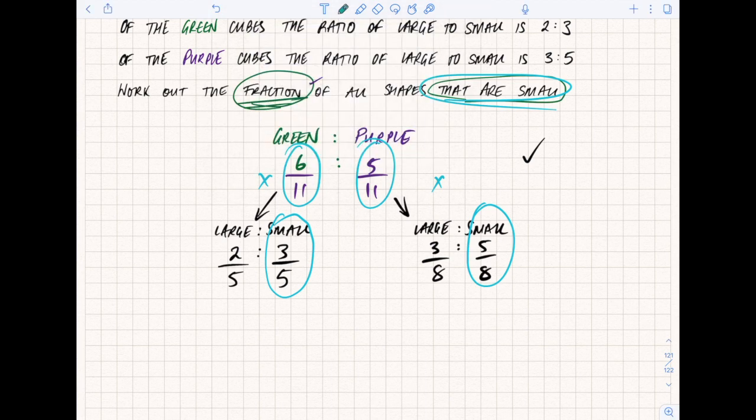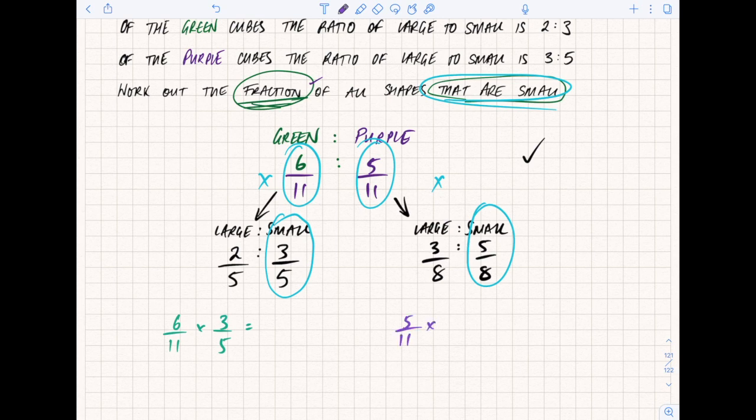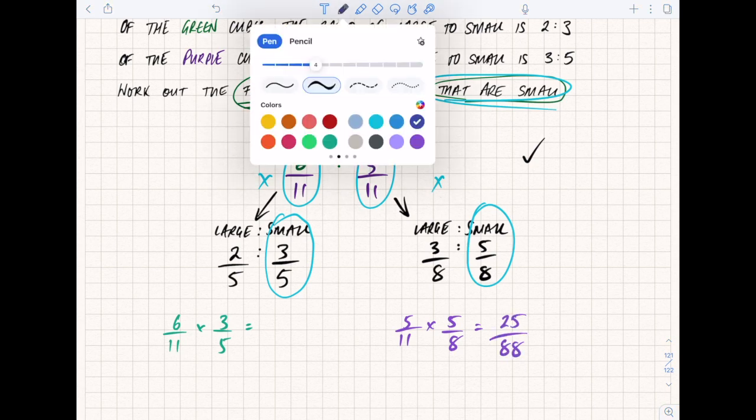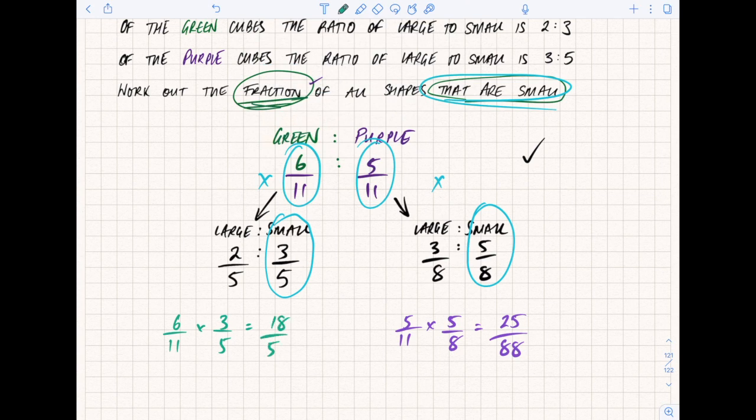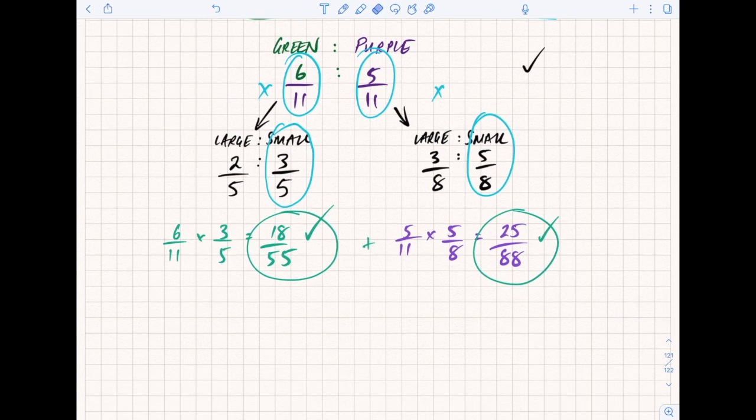So let's work that out. I'm saying 6 over 11 times 3 over 5, so that's my green. And then 5 over 11 times 5 over 8 is my purple. So that becomes 25 over 88, and the green becomes 18 over 55. So 3/5 of 6/11 is that bit, and 5/8 of 5/11 is that bit. What you then need to do, finally, is add those two answers together. So it becomes 18 over 55 plus 25 over 88.